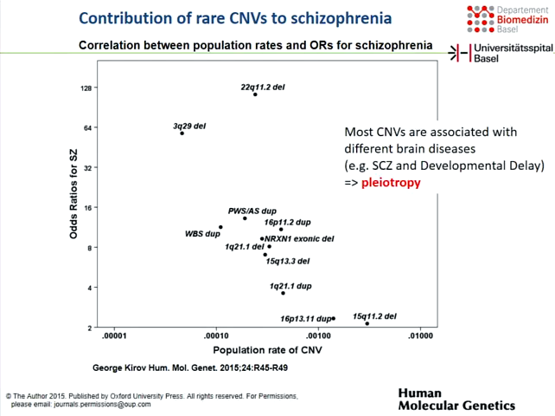But what we also saw is that most of these CNVs are associated with different brain diseases. So it's not only associated with one disorder, but with different disorders or phenotypes. And that is an effect that is called pleiotropy. And so that means a genetic variant contributes to different phenotypes.